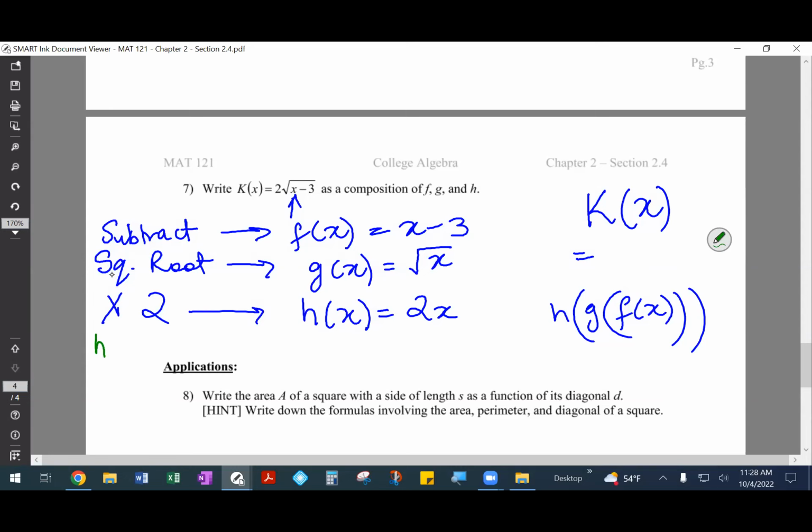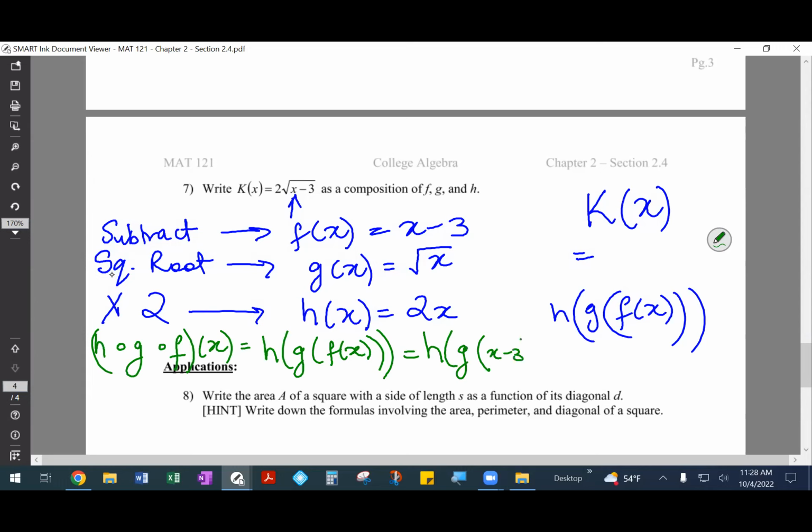Okay, so if we are doing h of g of f, that means h on the outside, g on the inside, f on the very inside. So replace your f of x with x minus 3. What this tells us is now you are going to take the x minus 3 and put it inside the g function, which means wherever you see an x, you replace it with x minus 3.